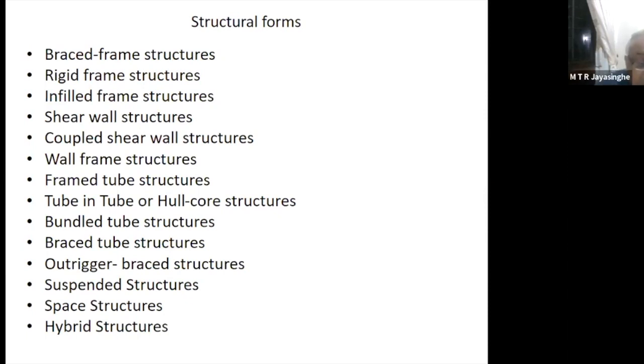tubular structures, frame tube structures. And then people went further and developed 2 tubes rather than 1 tube. Then they went even further, they started combining 4 tubes or 9 tubes together. And if you look at Sears Tower, it's a 9 tube structure. It has 9 tubes.